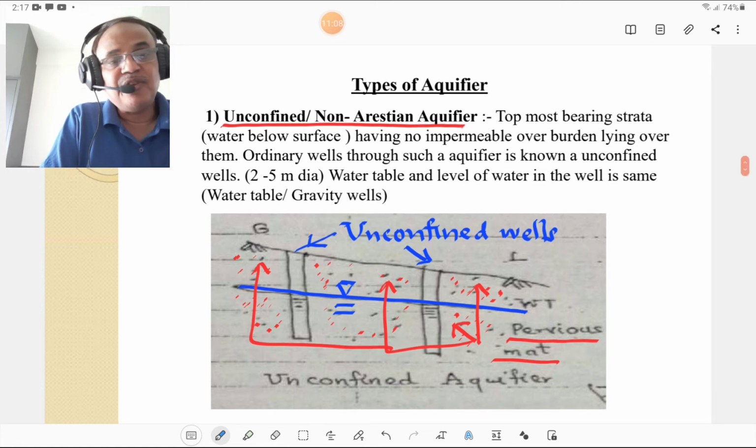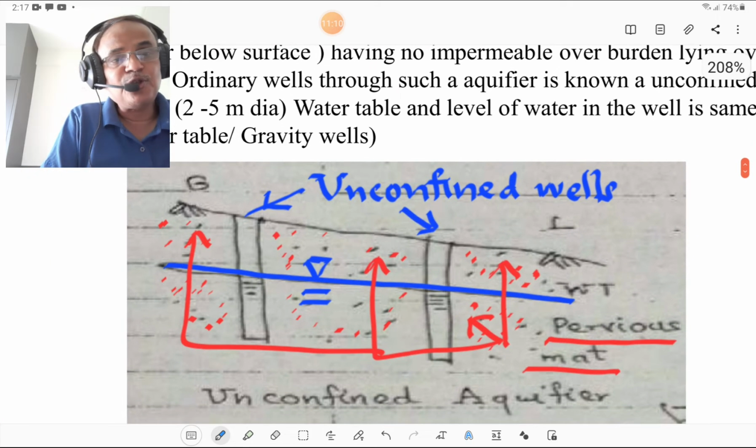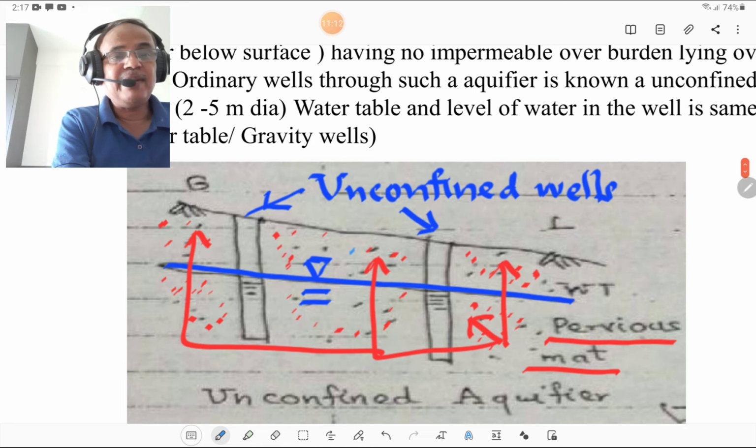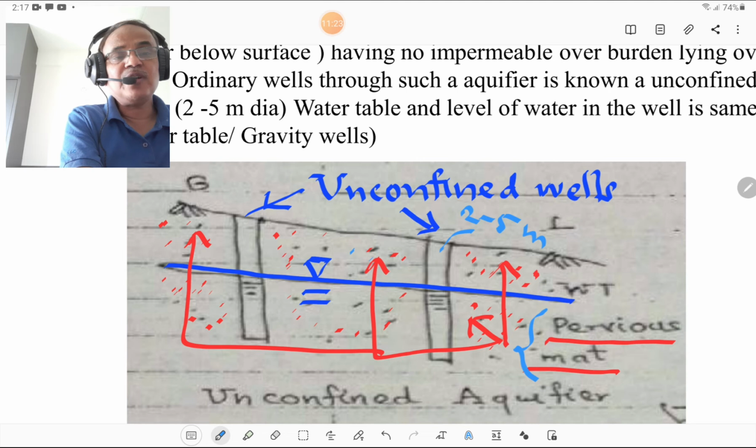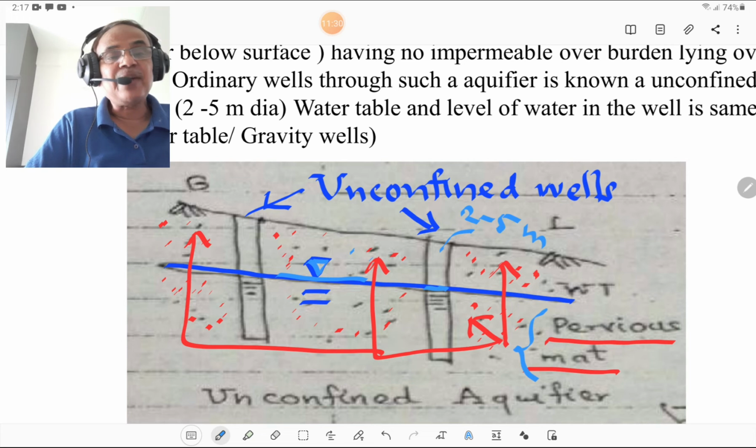Please look at this figure. This figure shows this red material, all dotted red material is the pervious material, and these are the wells of 2 to 5 meter in diameter, and the level of water in the well as well as groundwater is actually at the same level, and such a type of aquifer is called an unconfined aquifer. Aquifer is nothing but the geological formation which permits the storage and transmission of water.